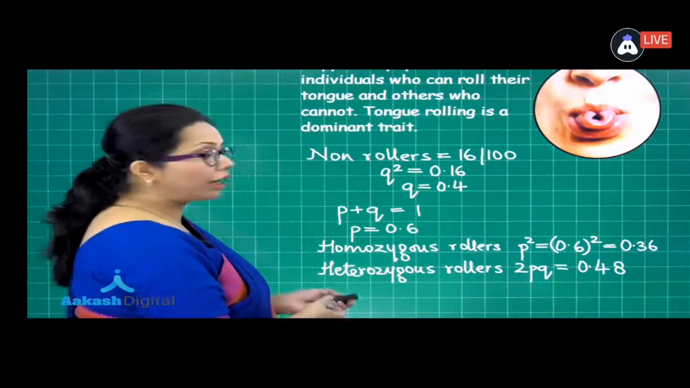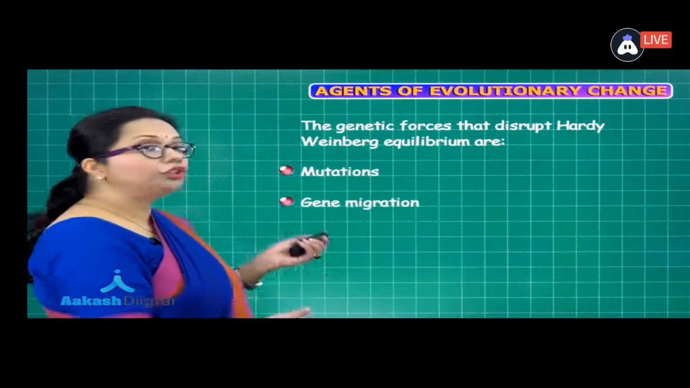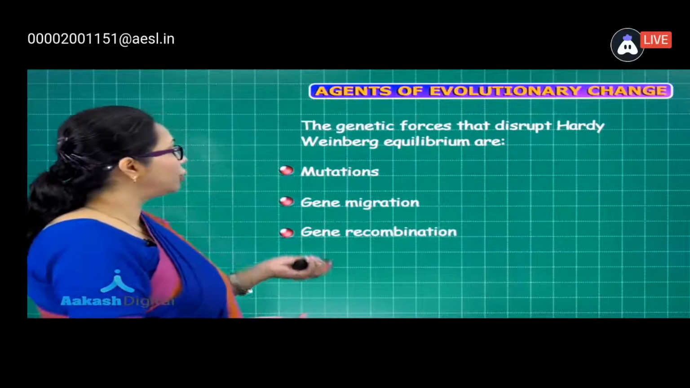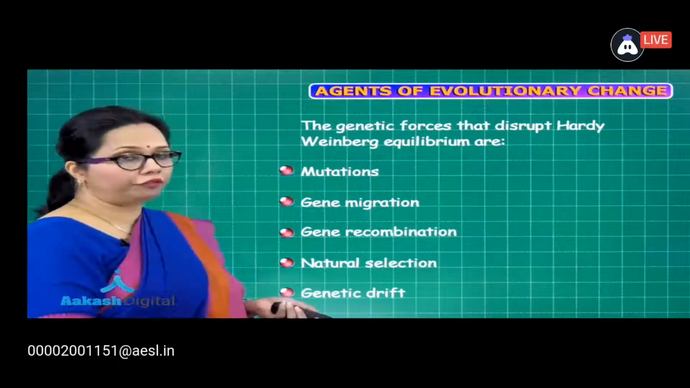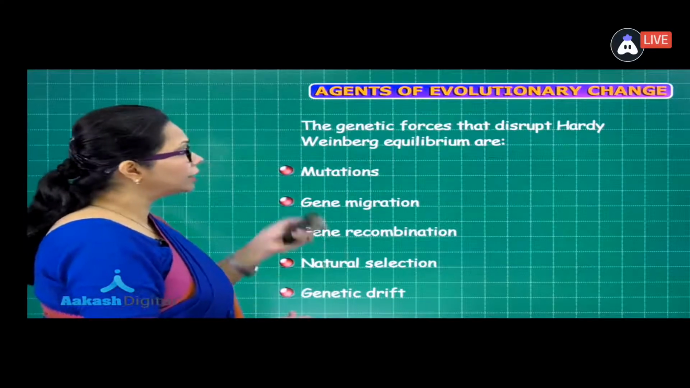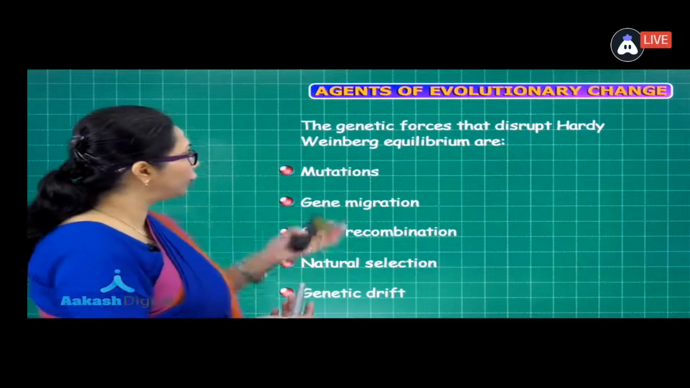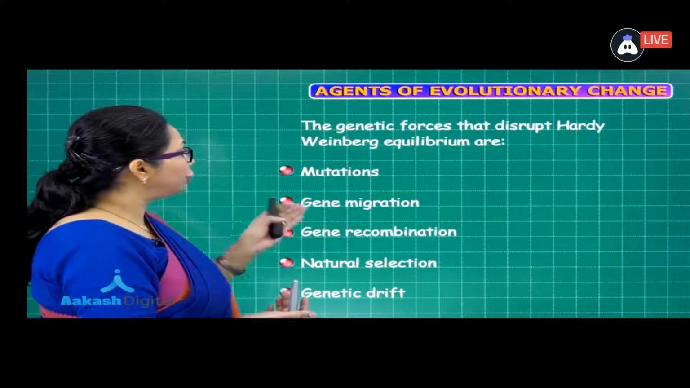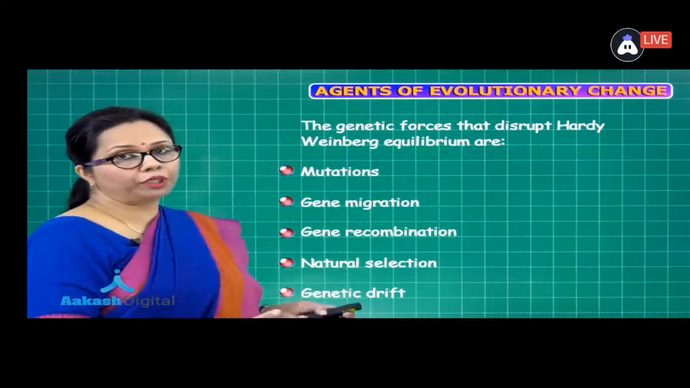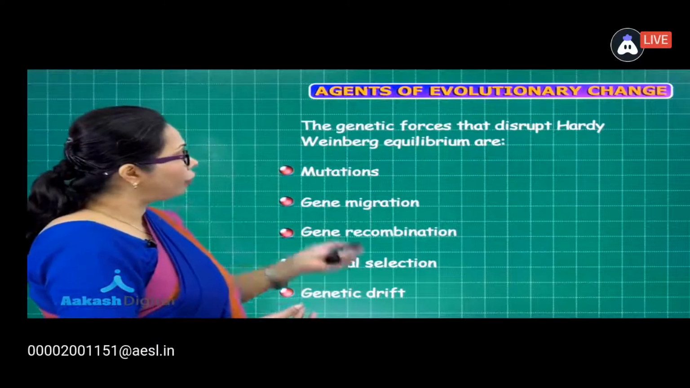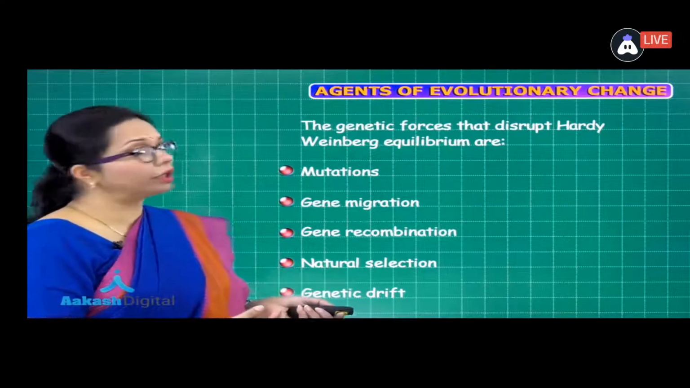So what are the various factors which can disrupt the equilibrium? Those are, of course, mutations, gene migration or simply migration, gene recombination, natural selection, and last but not the least, genetic drift. We will consider some of these factors, out of which some we have already considered along with the synthetic theory, like mutations, gene migration, gene recombination. Selection and genetic drift need to be discussed further. Before we delve into that, let us first solve a few questions based on Hardy-Weinberg equilibrium.